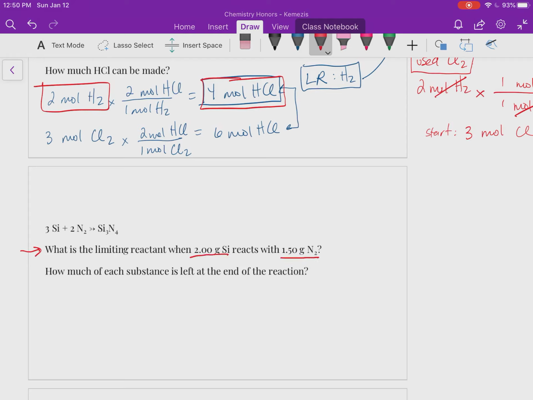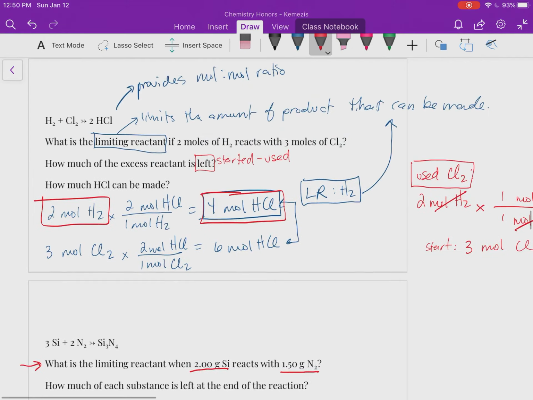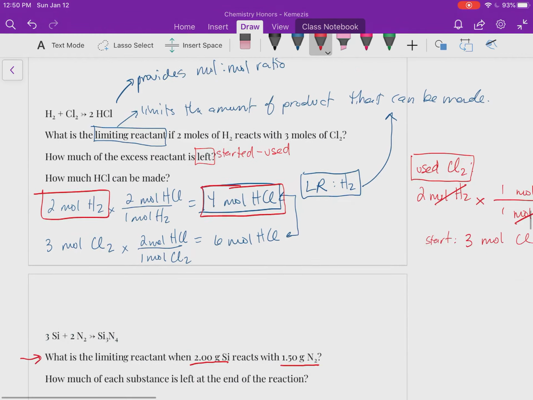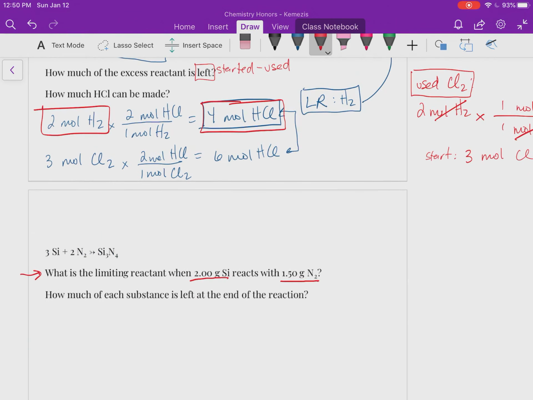Now, two things are happening here. One, I do not have moles. And two, we don't have a 1-to-1 ratio of reactants. So it's not as simple as this one up here, where clearly it was a 1-to-1 mole ratio. I had 2 of hydrogen and I had more chlorine, so therefore the hydrogen is going to be the limiting reactant. In this case, it's not as easy as a 1-to-1 ratio, and we also have masses.